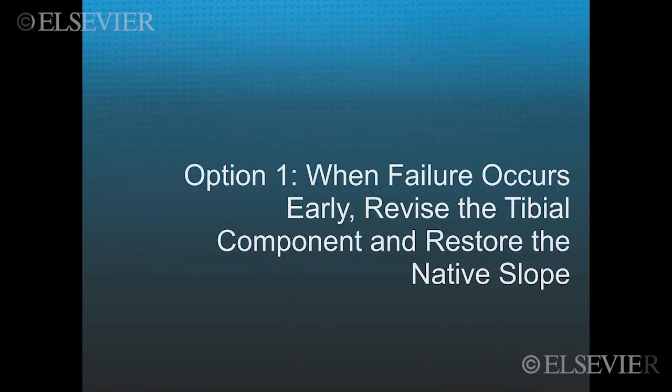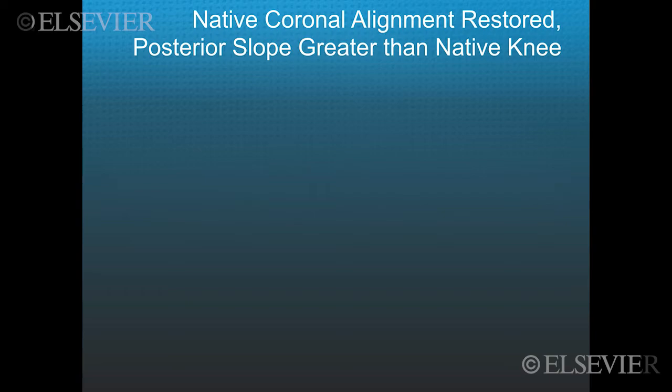So option 1, when failure occurs early, most commonly you did not restore the native slope. It can be reverse, but more commonly it's excessive. And then you need to revise the tibial component and do so by restoring the native posterior slope.